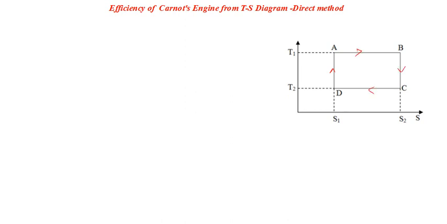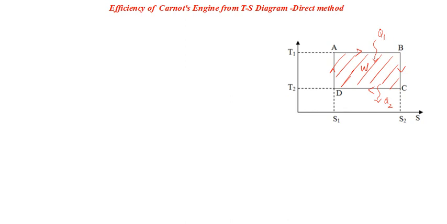Adiabats and also isotherms. It's rectangular in shape, and we expect from the concept that this particular shaded area should give you the net work done. There is a heat entry happening during AB, and there is a heat rejection happening during CD. That's what happens. Okay, so let's derive it. It's straightforward. So how to do that?